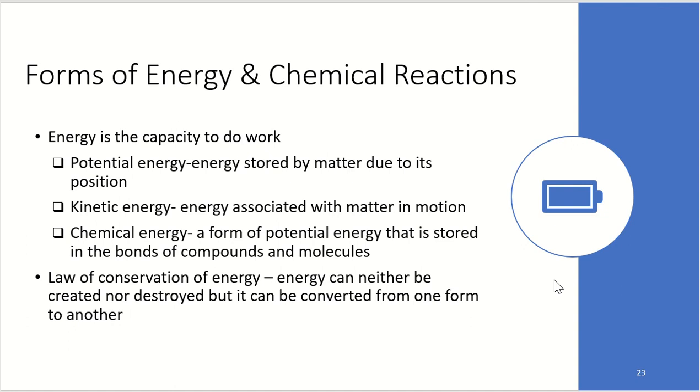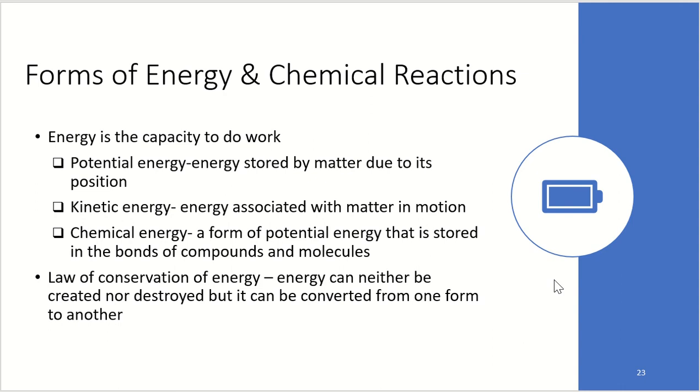So potential energy is just simply energy that's stored by matter due to its position. This is just energy that's being stored so that you can break chemical bonds later, and you're going to have that release of energy. All right. Kinetic energy is energy that's associated with matter that's in motion. It's moving, it's kinetic. And then chemical energy is a form of potential energy. This is going to be potential energy that is stored in a bond of a compound or a molecule. So we can break that bond and have a release of energy.